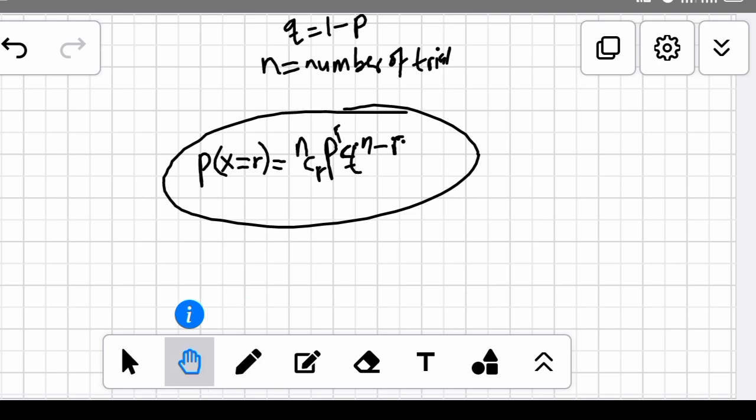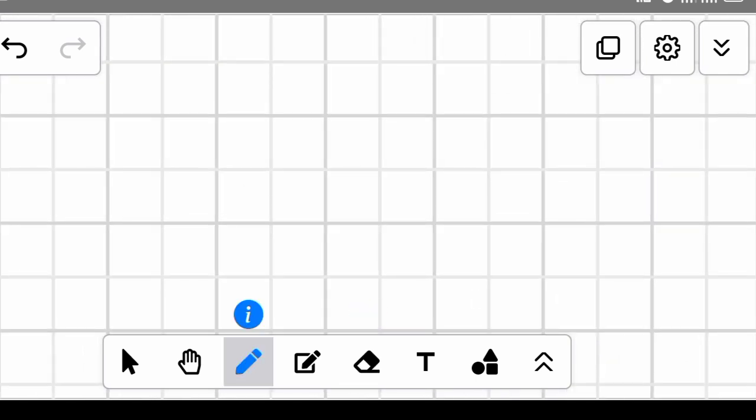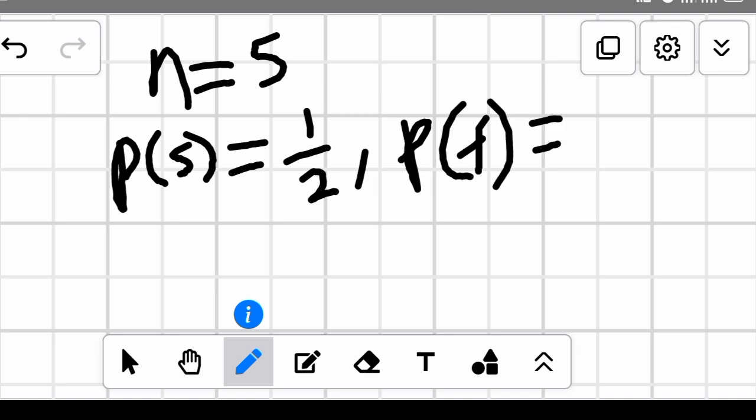Take for instance, we're told that a fair coin is tossed 5 times. So which means the number of trials is going to be 5. That's the number of trials. So which means in every trial we have two possible outcomes. So the probability of success is going to be 1 over 2, and the probability of failure is also going to be 1 over 2.